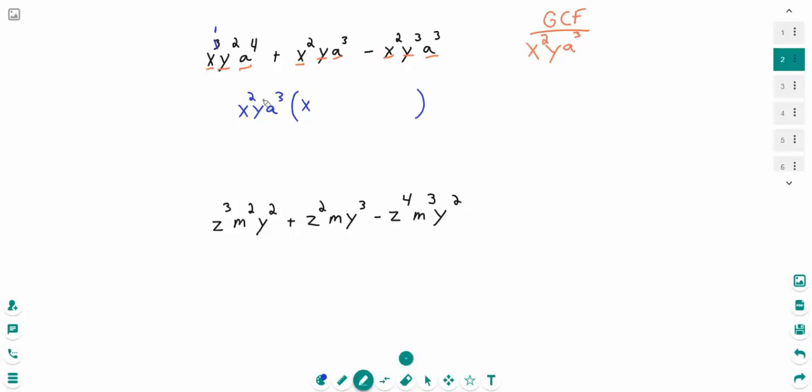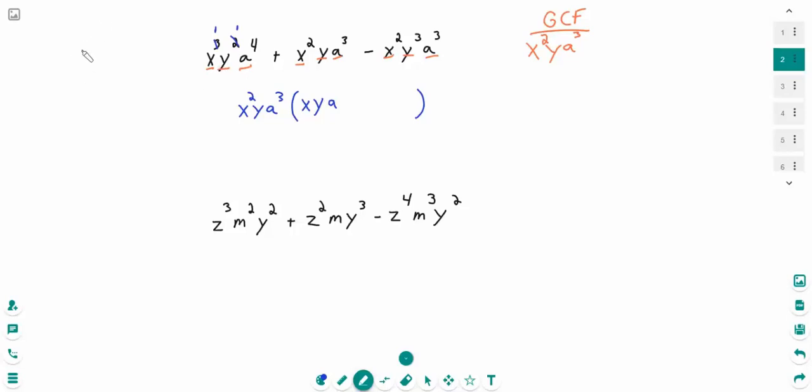Now the y, we have the greatest common factor. It has a power of 1. This one has the power of 2. So if we take away the 1, we divide out the 1, we're left with just 1. So we just have 1y left. The a, well, here we have a to the third. So if you take away 3 a's, we're left with just 1a. So we have just a. So that's dividing out the greatest common factor from the first term.